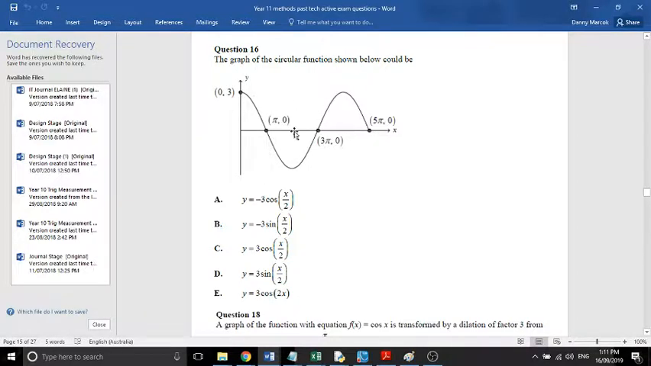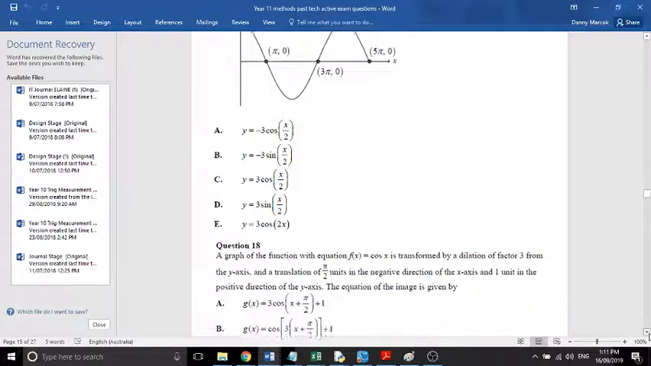And I'm saying that's 4 pi because the distance from here to here is pi. From a maximum to 0 is pi. So from a maximum to a 0 is also pi. So this here is going to be 4 pi. So based on that, we've got a period of 4 pi. And one way you can get a period of 4 pi is with this thing here, because we've got a half x, and 2 pi over a half x gives us 4 pi. So it ends up being c. Okay.